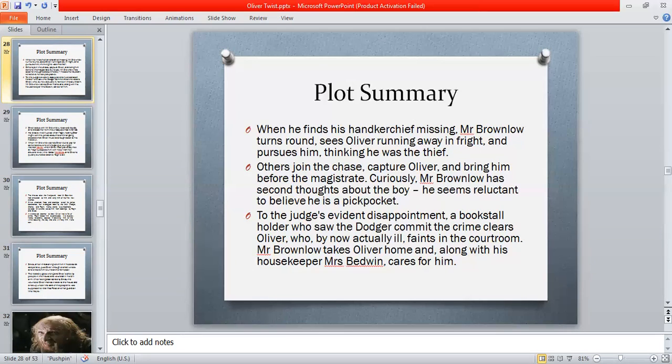The seller of the books witnesses in the court of law that Oliver is not a thief and the real thief is the Dodger, so Oliver collapses. Mr. Brownlow takes Oliver home and, along with his housekeeper, Mrs. Bedwin, cares for him.